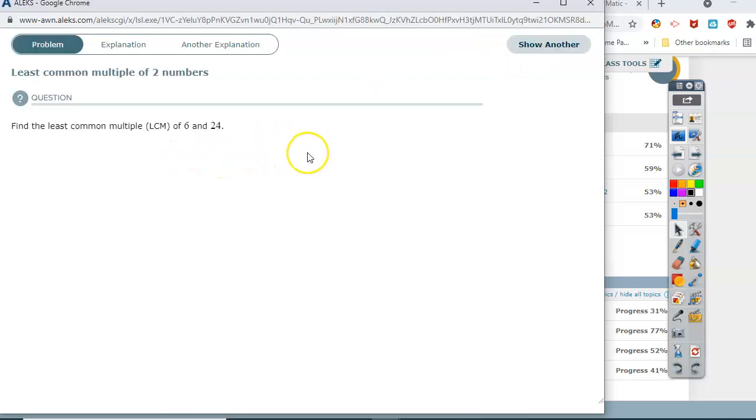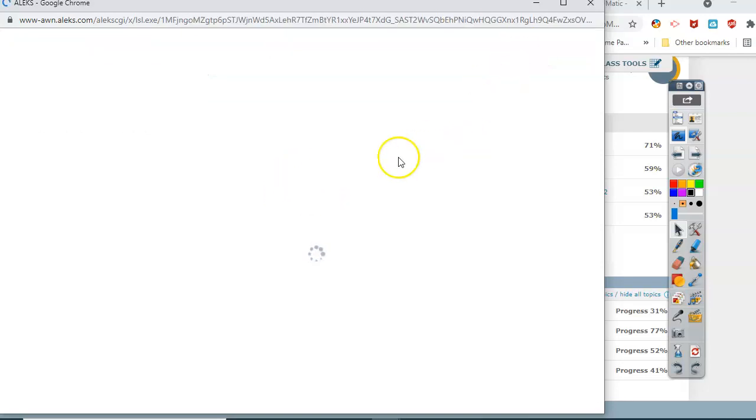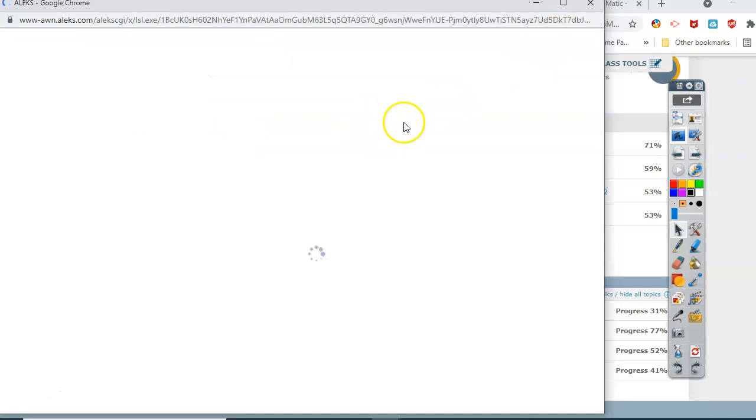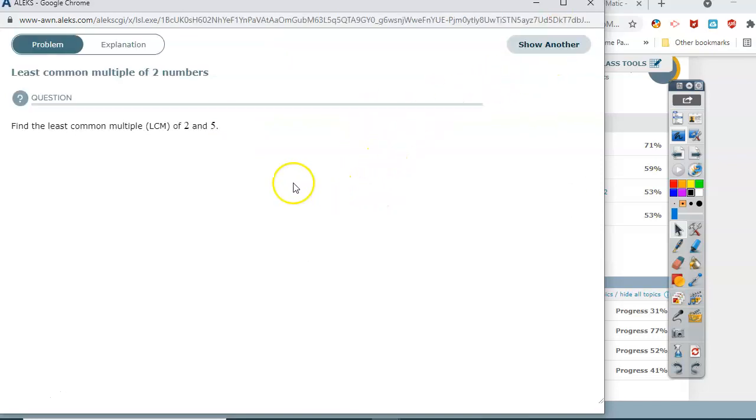So I'm going to let you tell me. Dang, why does the 6 and 24 keep coming up? Anybody want to see that again? 5 and 20. Maybe they only have so many. Okay, ooh, 2 and 5. This is a good one.